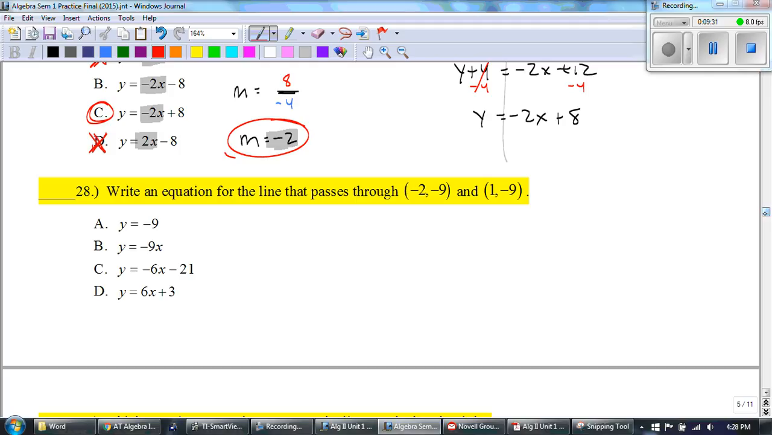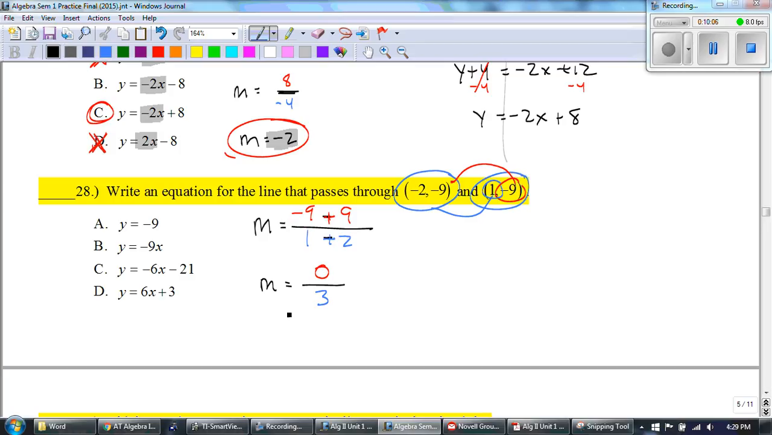All right, write an equation of the line that passes through those 2 points. So once again, I have 2 points. The first step is to figure out your slope. Okay, so -9 minus -9, and then on the bottom, I have y plus 2. Negative 9 plus 9 is 0. 1 plus 2 is 3, which means my slope is 0.